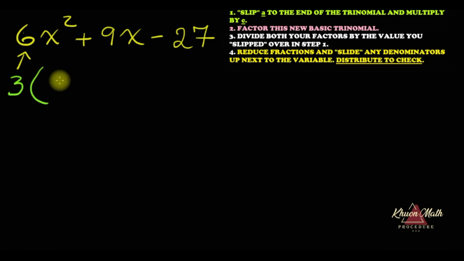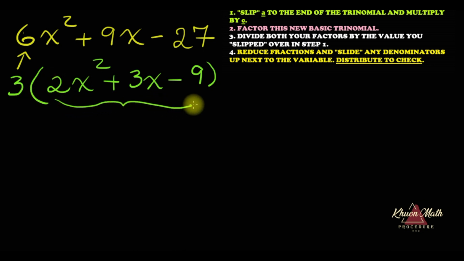So if you pull a 3 out, you're left with 2x squared, because 3 times 2x squared is 6x squared. And then 3 times what number is 9x? That's going to be 3x. And then 3 times what gives you 27? That's going to be 9. So as you can see, we pull a 3 out. We're able to bring down the coefficients a lot smaller than the original coefficients. Okay, so we're going to work with the 2x squared plus 3x minus 9.